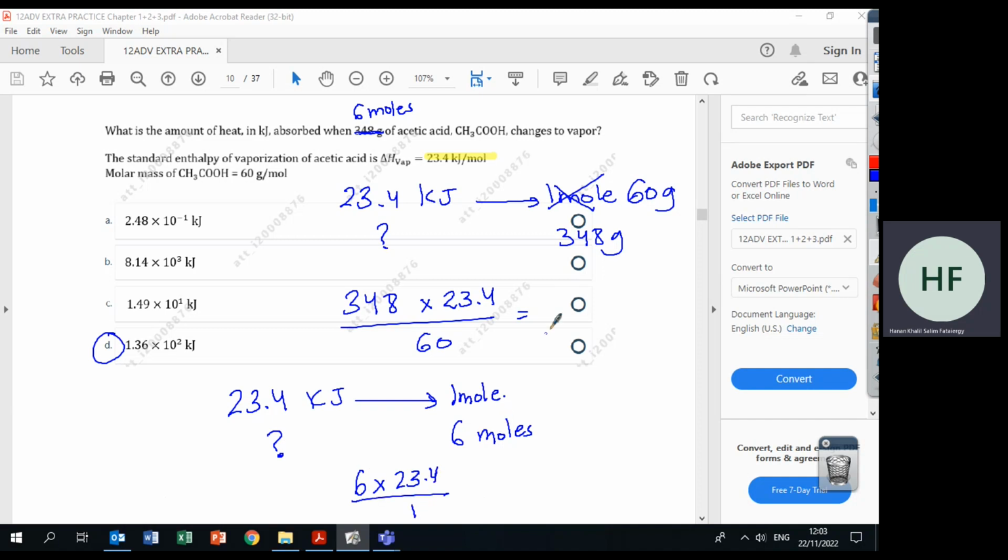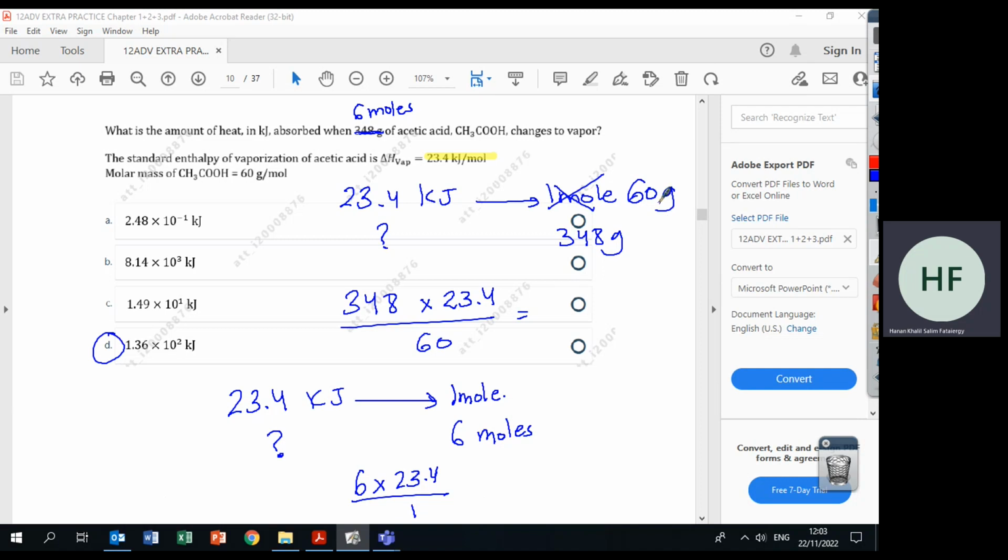If it's asking for moles, do not cross the moles, just keep it as it is and make sure that the things above each other are of the same unit. Like if this is moles, this is moles. This one kilojoule, the answer will be kilojoule. If this is grams, this is grams. This is calories, this is calories.